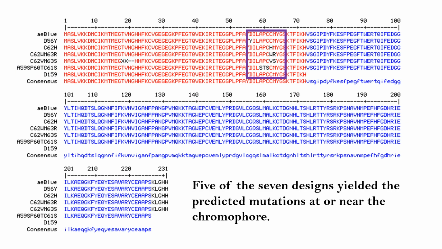Here you can see the chromophore CMYG starting at position 61. Some primers targeted the amino acids in the chromophore, while the others targeted the ones surrounding it, as you can see here. We aligned the sequences and saw that 5 out of the 7 yielded the mutations that we wanted.